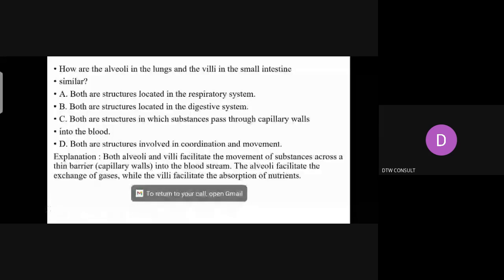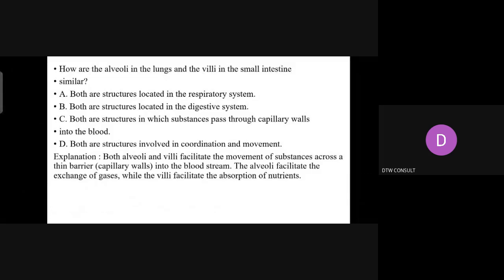Now, how are the alveoli related to the villi in the small intestine? The alveoli are present in the lungs. The answer is option C, both are structures in which substances pass through capillary walls into the blood. The alveoli and the villi are both responsible for facilitating movement of substances. The only difference is that the alveoli carry gases, while the villi are responsible for nutrients. So both are structures in which substances pass through.